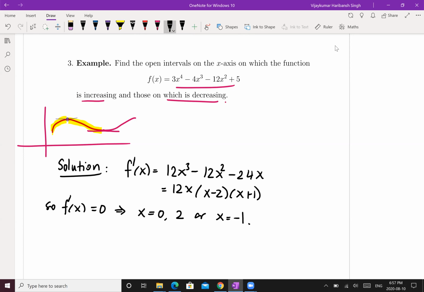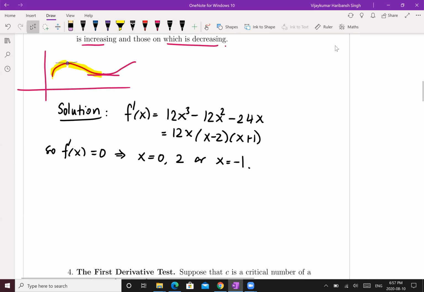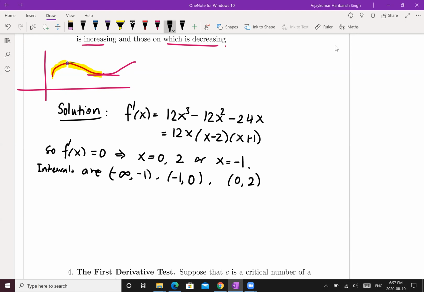Now these will give us the endpoints of the intervals. How will you get the intervals? The intervals are minus infinity to minus 1, and then, sorry, minus 1 to 0, then 0 to 2, and then 2 to infinity.